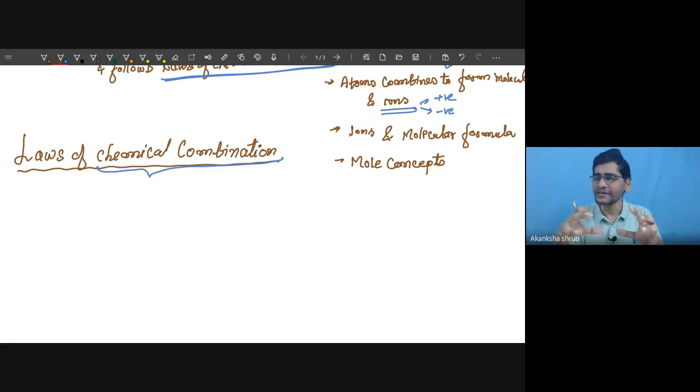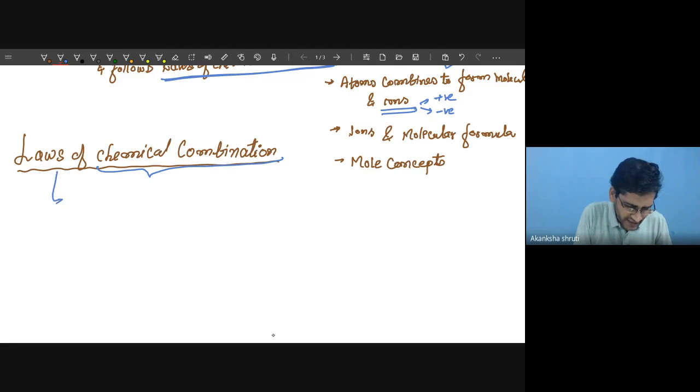Chemical combination means atoms combine chemically to form an entirely new kind of substance called a compound or molecule. A molecule is the smallest particle of the compound. So what are these elements? What are compounds? Those things we have learned in the last chapter. You may go through those videos. So students, chemical combination means combination of atoms.